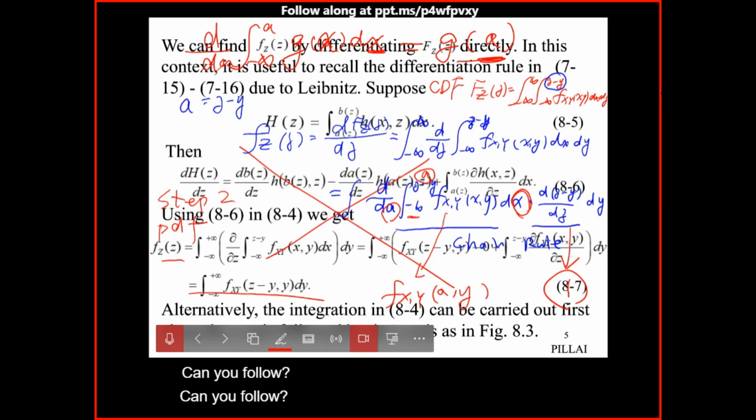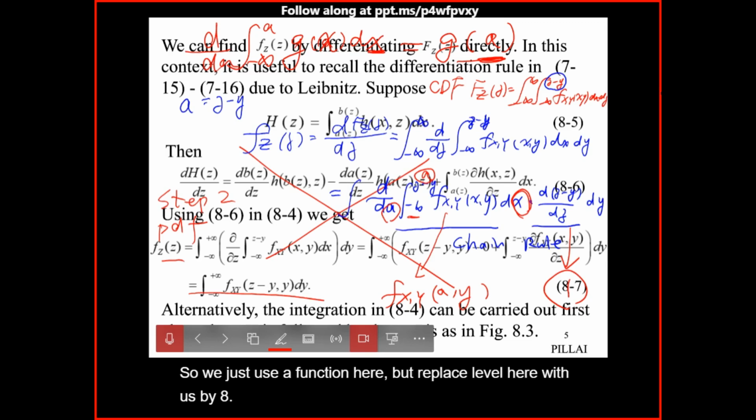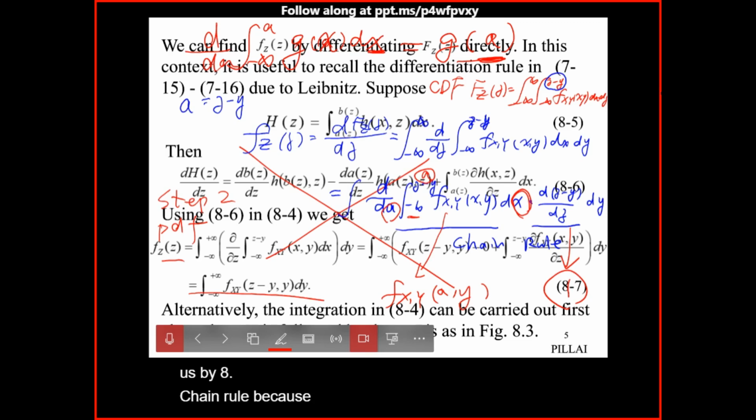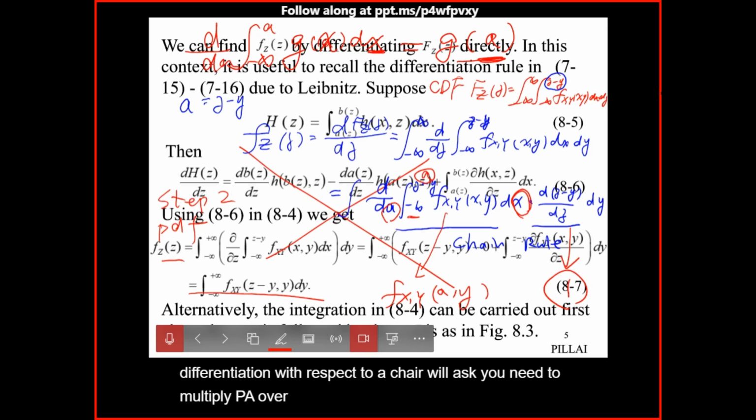Chain rule. This one actually applies the result. So we just use the function here, but replace variable s by A. What differentiation of function by dz over chain rule, because we set variable A, perform this differentiation with respect to A. Chain rule says you need to multiply dA over dz. Right? It's chain rule. Well, that's all. So let me check it again.